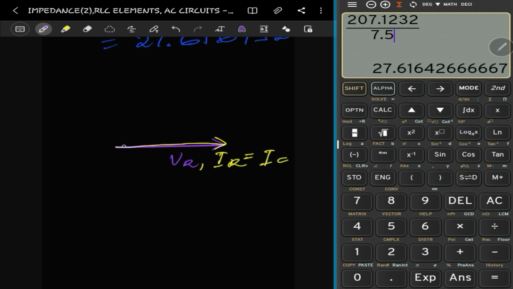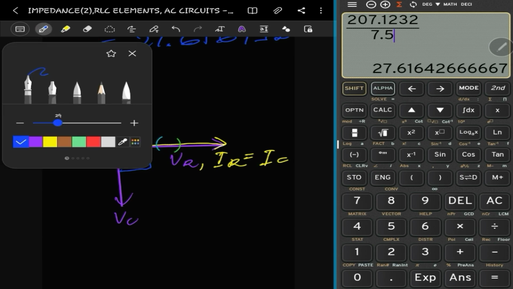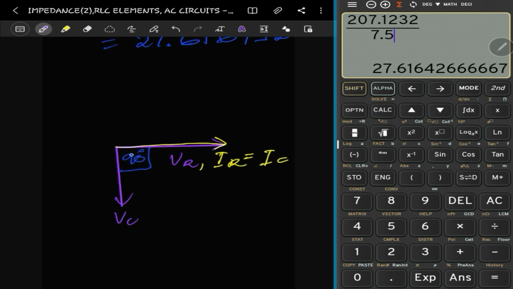But then the voltage is different. The voltage lags, so that will be here, and this is VC, right? And the angle between these two is 90 degrees. But the voltage from the source won't be in line with any of the voltages here. It's actually just the vector sum of the VR and the VC. So the voltage source, the one from the voltage supply, will be somewhere here. We don't know the phase angle yet, so that's what we're trying to find.